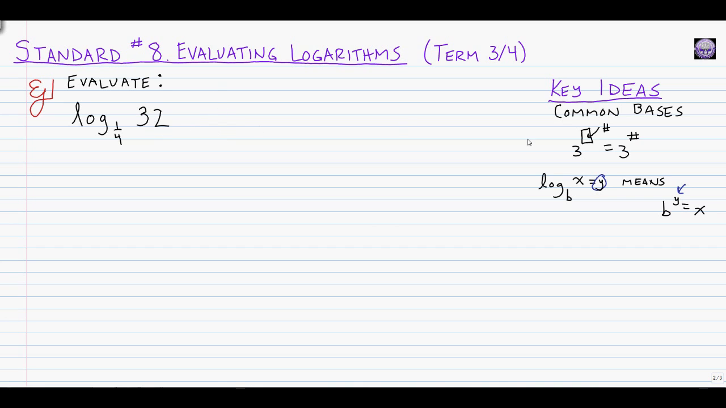So again, looking at this, our goal is once again going to be to try to find common bases. This time though, looking at what we have, 1 over 4 and 32, our best bet isn't going to be a base 3, it's going to be a base 2. So I'll just change it over here in my little strategy. We want to end up with, based on what we see, 2 to some power equals 2 to some power.